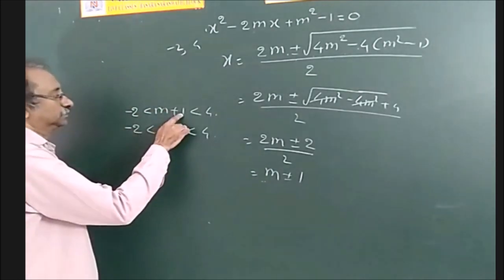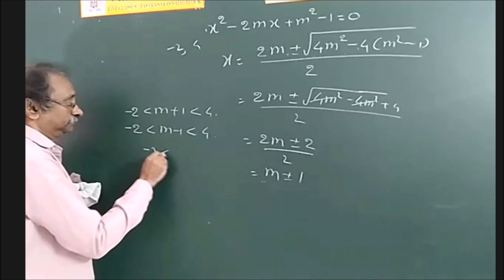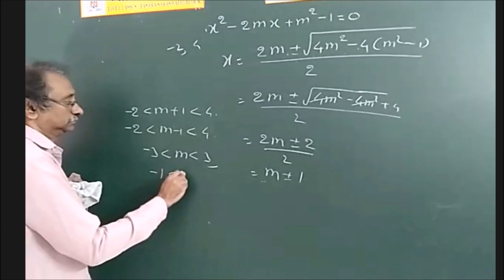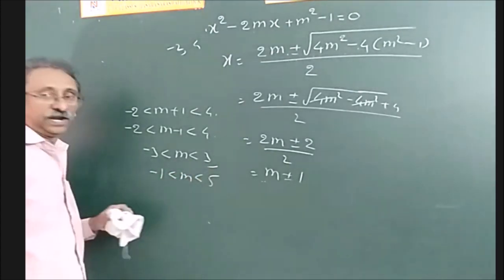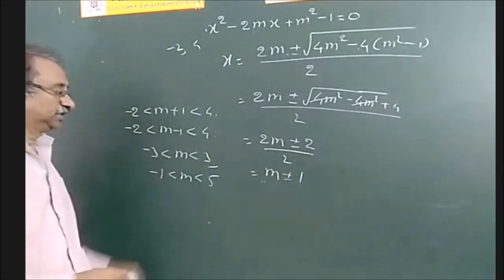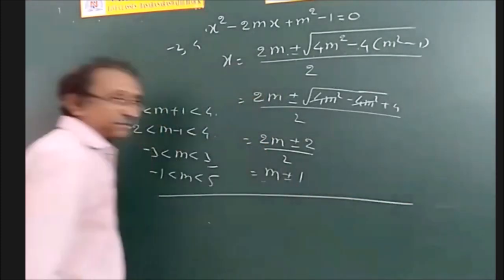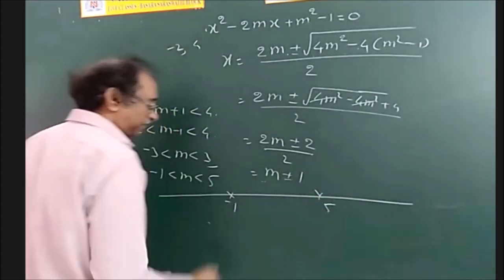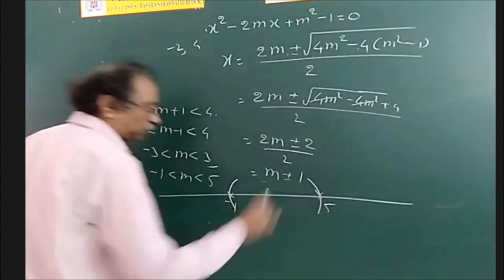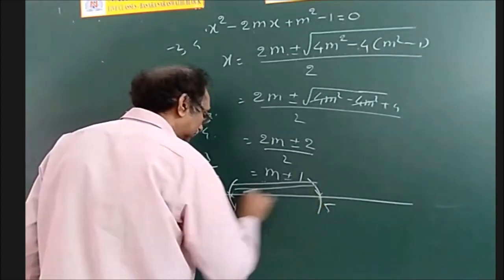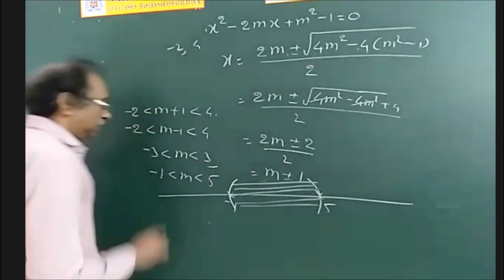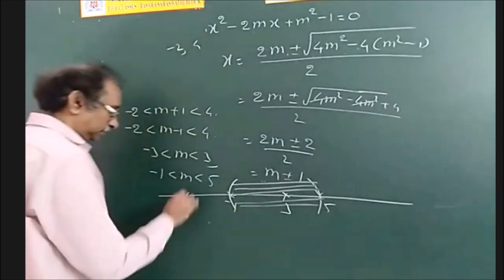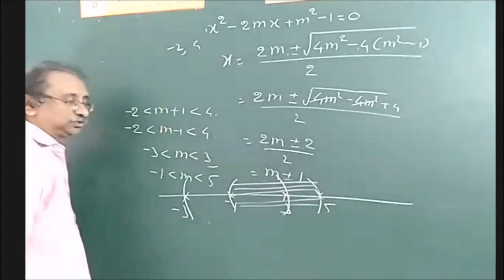So subtract 1 here, add 1 here, and you have to get the common solutions of these two inequalities and write the number line. So minus 1 to 5. This is minus 1, this is 5. So you have to get the numbers between minus 1 and 5. Now draw the horizontal lines. And minus 3 and 3. So minus 3 to 3 numbers.